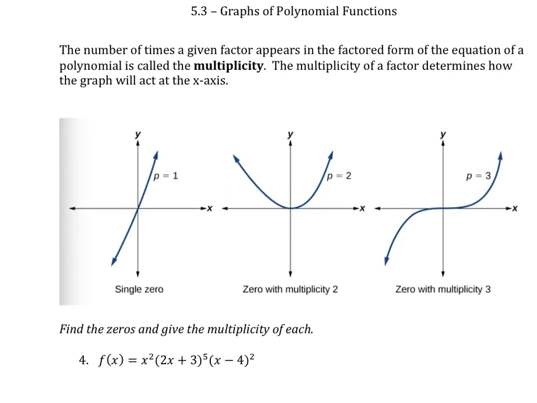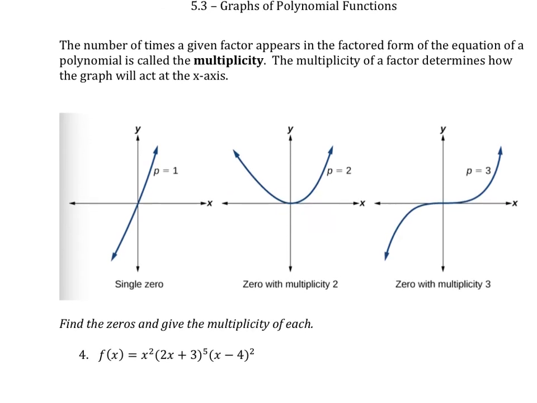So the number of times a given factor appears in the factored form of the equation of a polynomial is called the multiplicity. So if you have a factor that appears more than once, it will be a multiple factor, right? It's happening more than one time, so it's a multiplicity. The multiplicity of a factor determines how the graph will act at the x-axis.